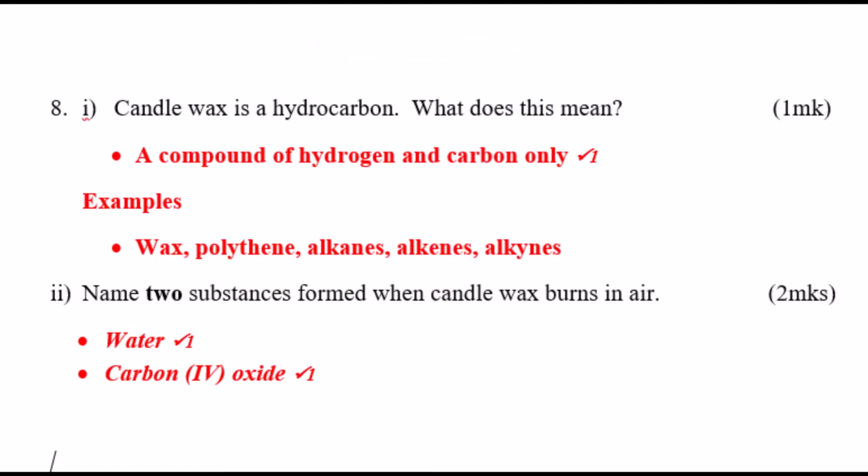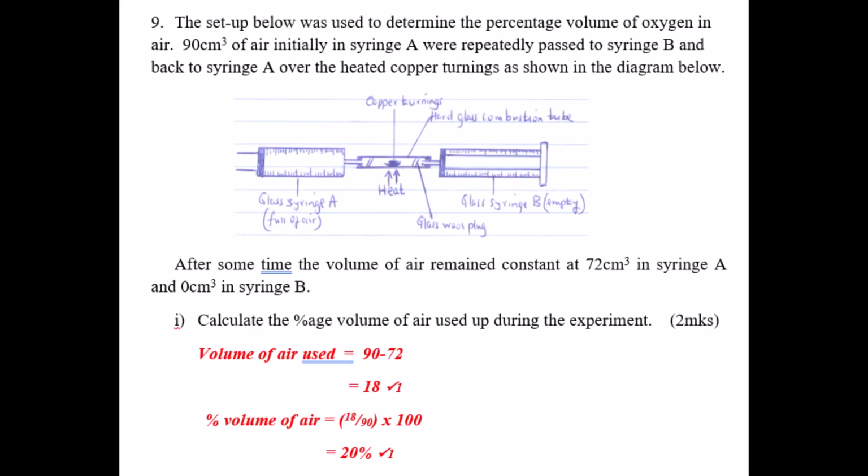And question 8, hydrocarbon is a compound of carbon and hydrogen only. Example, wax, polythene, other compounds called alkanes, alkenes, alkynes, among others. 2 substances that are formed when you burn a hydrocarbon. There is water and carbon dioxide. Then question number 9. The setup you have there was to investigate the percentage of the active part of the air. Basically, that is oxygen.